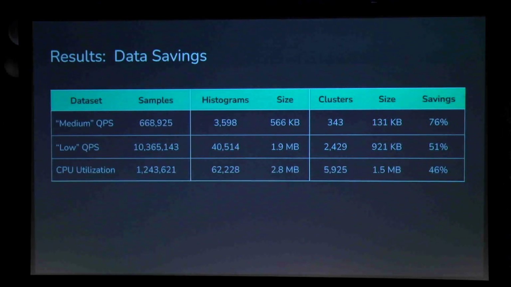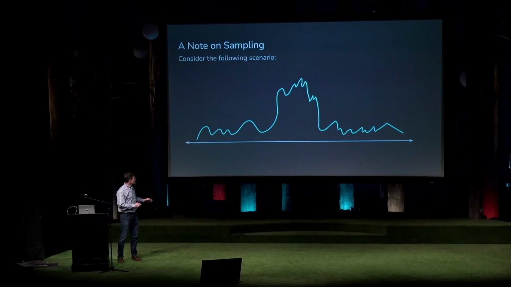Now, this has problems. It's not all roses. Some of these problems are endemic to histograms in general, and one of them is sampling. I mentioned that you collect them on time intervals, right? Well, those time intervals matter. This is a hypothetical example.